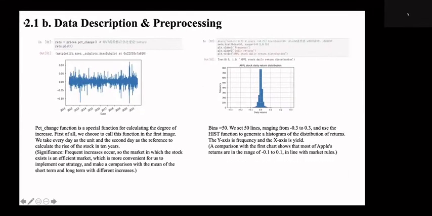To continue, the percentage change function is used to calculate the degree of increase. So we take every day as the unit and the previous day as a reference to calculate the rise of the stock market over the 10 years. Frequent increases occur, so the market in which the stock exists is an efficient market, which is more convenient for us to implement our strategy and make a comparison with the mean of short-term and long-term with different increases. Then we use the hist function to generate a histogram of the distribution of returns. The y-axis is the frequency, and the x-axis is the yield of return.